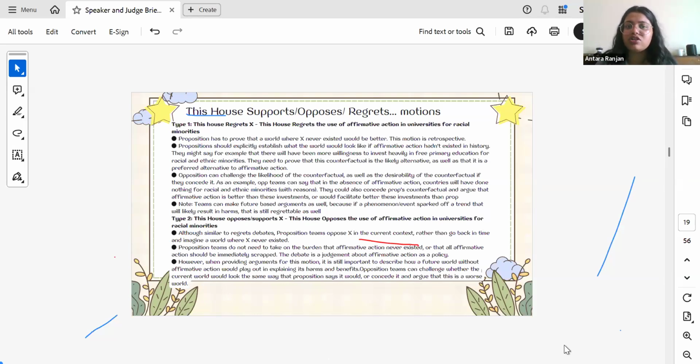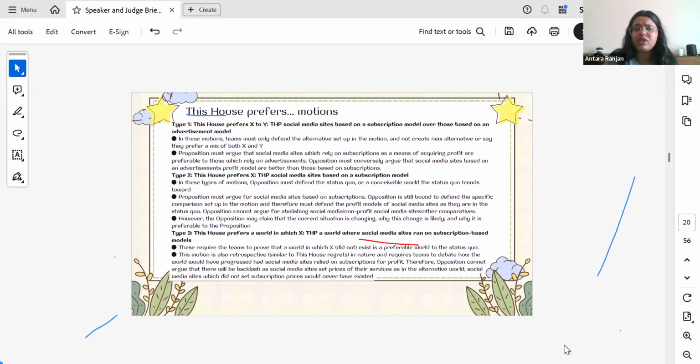This house opposes or supports something. So they are a little bit like regrets motions. The only difference is that they are not in the past. Opposes and supports happen in the present time, happen in present society. So you have to talk about why this thing should either happen or not happen in status quo. Why is one better than the other, right? What are the harms and benefits? So it's largely a pros and cons debate, right?